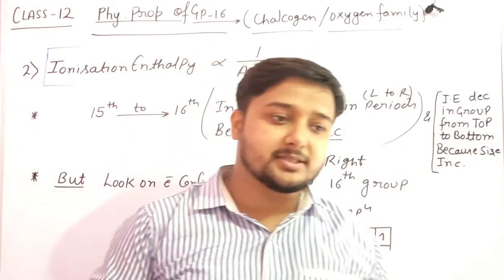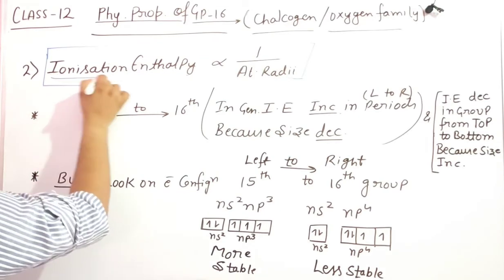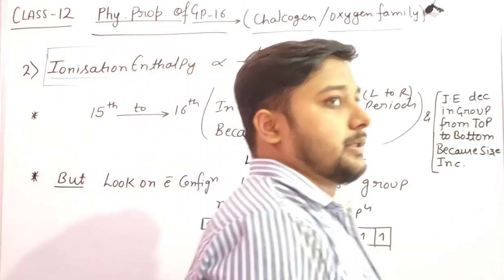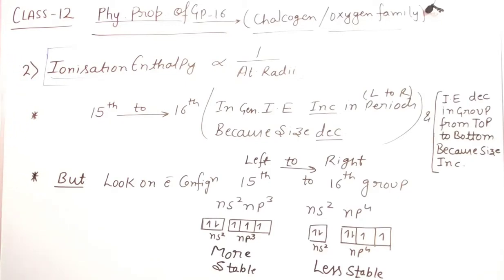Today we will discuss the second physical property of group 16. Clear? The second physical property is ionization enthalpy. What do you mean by ionization enthalpy? It is the amount of energy required to remove an outermost electron to form an isolated gaseous atom. That is called ionization enthalpy.